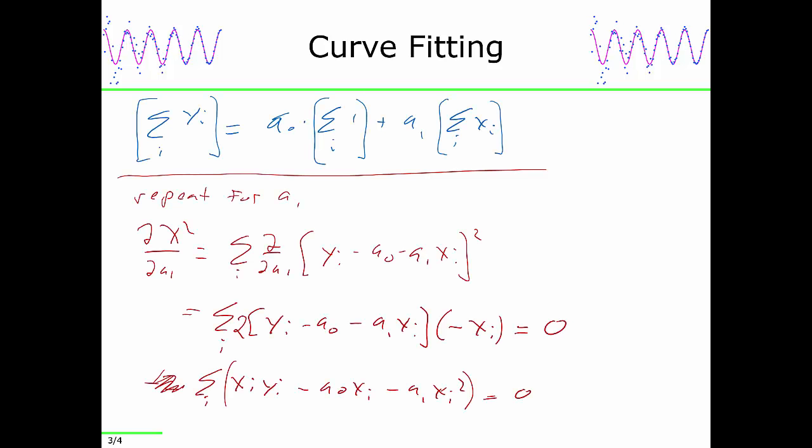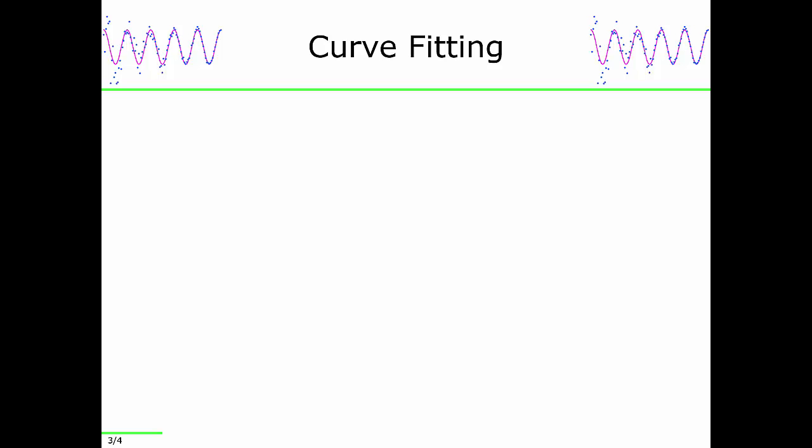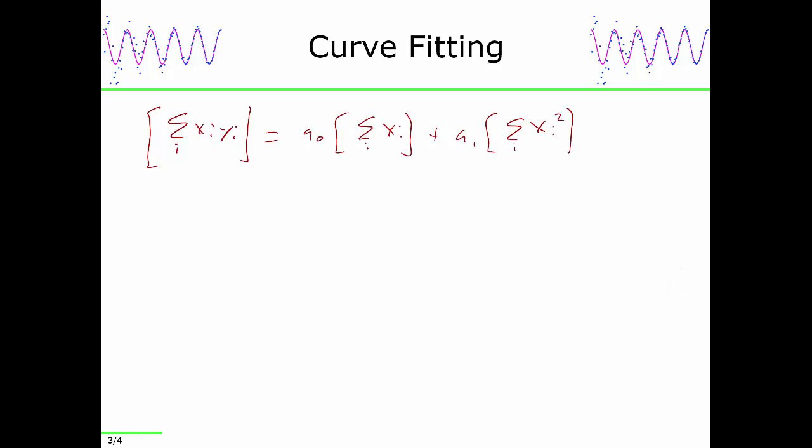So if I take this expression, I'm going to do the same thing I did before: group the summation that includes y on the left, and put all the things that are dependent on a0 and a1 over on the right. And what we'll end up with is that.